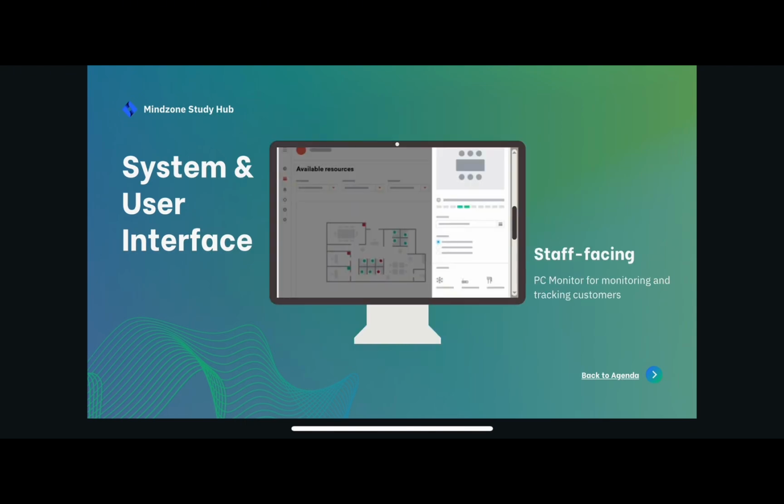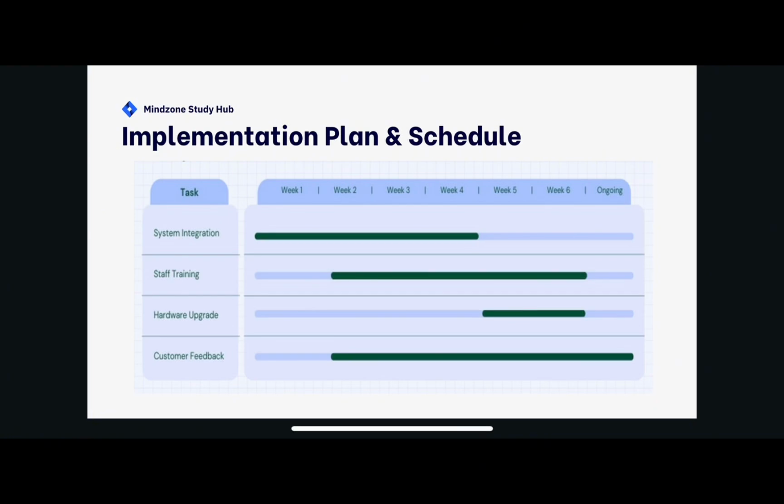Next is the system or user interface for the staff. This is what they will be seeing on their personal computers, or the software that we will be installing on their personal computers. This is where they'll be able to track and monitor the real-time activities of the entire study hub during that day. For our implementation plan and schedule, we only have 4 main steps or stages.